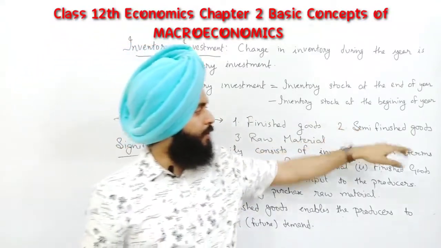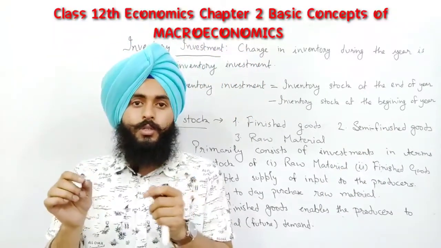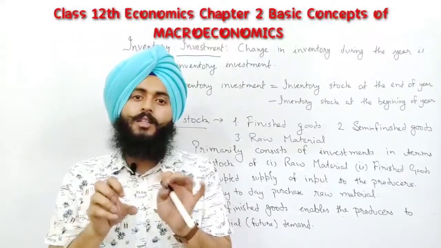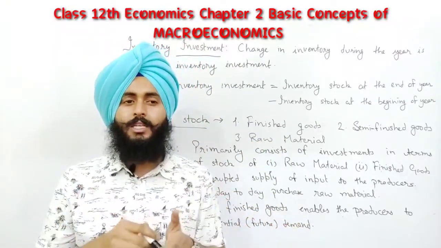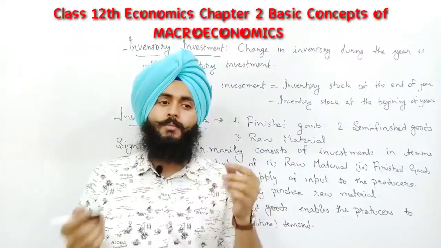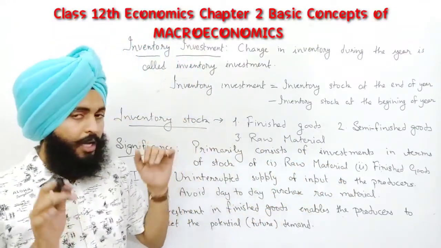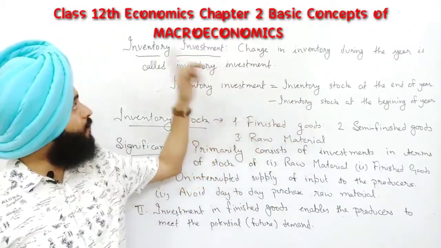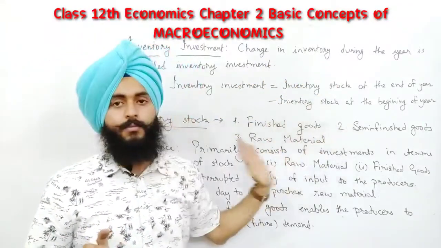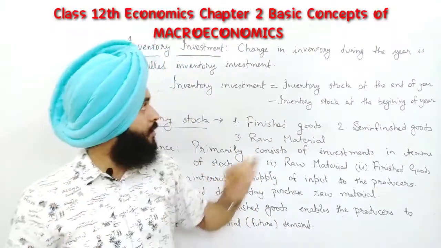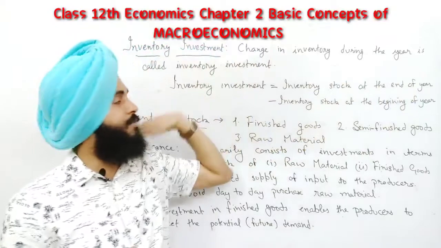And the second one, those are semi finished goods which are not ready but also not the raw material, matlab aadhe bane hue aadhe reh gaye, some kind of that. And third one is raw material jo bilkul kaccha hai, jaise ek furniture carpenter ke liye bilkul lakdi padi hai, those pieces are the raw material for a carpenter. So I am just talking about the inventory stock here. And what is inventory investment? Now listen to me carefully. Change in the inventory, whatever inventory the producer has, during the year, change in the inventory during the year is called inventory investment.